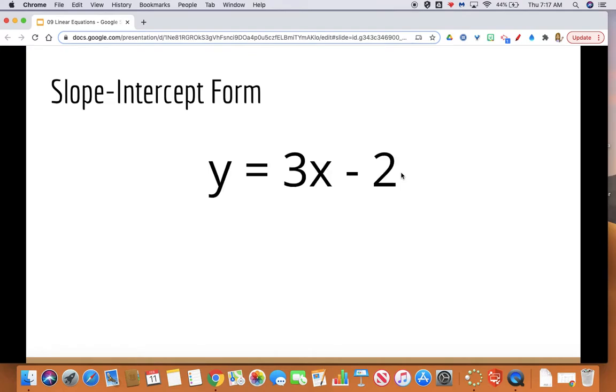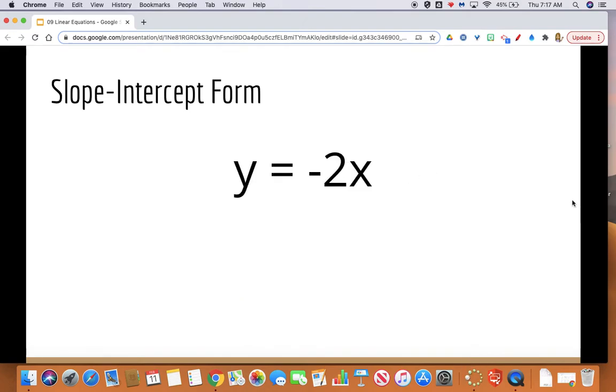Let's try this one. What would our slope be? Slope would be 3 or 3/1. What would our y-intercept be? Not just a 2, but a -2, because we have a minus out in front of that 2.